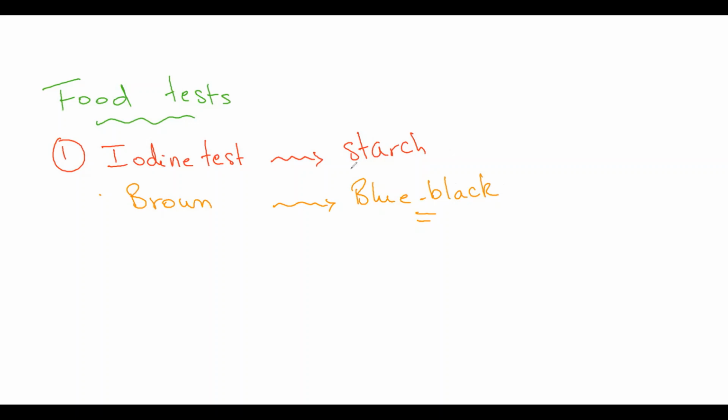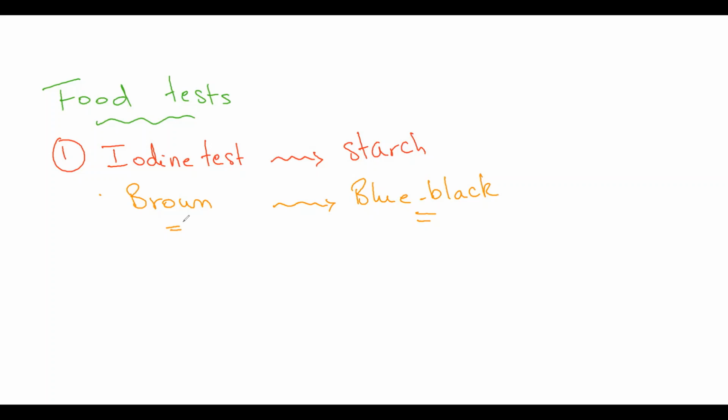Now suppose I added some drops of iodine to a kind of food that does not have starch. Will the color of iodine change? It remains the same, orange brown. You never say it remains the same or unchanged. You have to say it remains yellowish brown. You have to mention what is the color that remains.